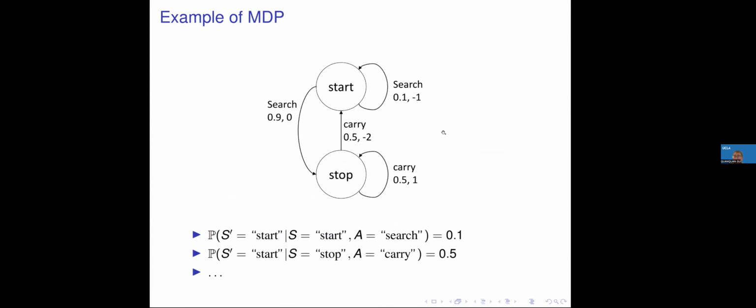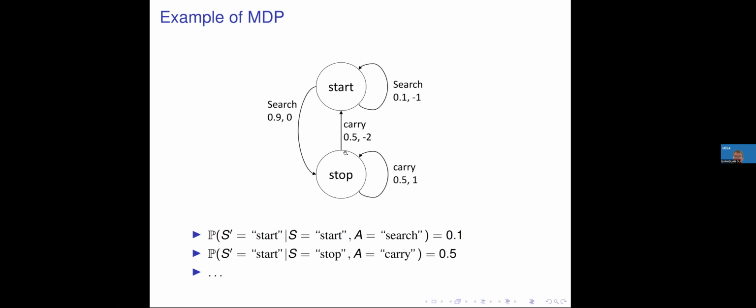So before I introduce the formal definition of a Markov decision process, let me give you an example of a very simple Markov decision process. So in this example, there are two states, the start state and the stop state, so two states. And at the start state, the agent can take one action, which is called search. Okay, and by taking this search action with probability 0.1, the agent will remain at the start state and receive reward -1. And with probability 0.9, the agent will transit to the stop state, receiving reward 0.